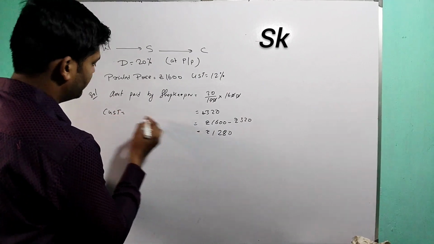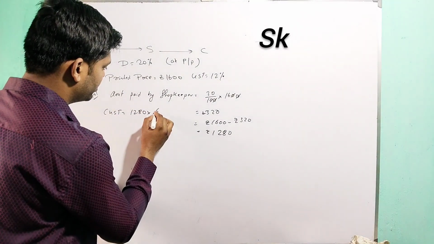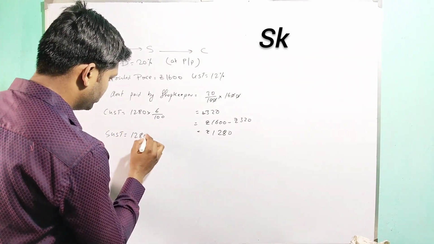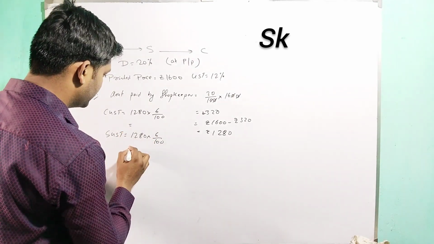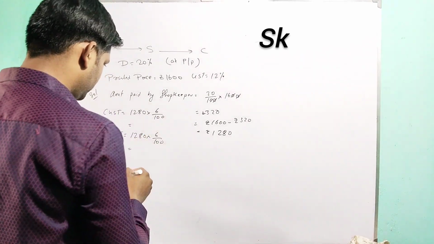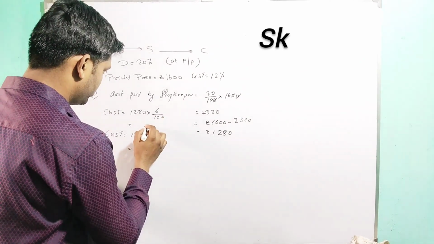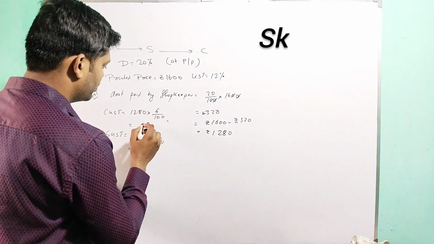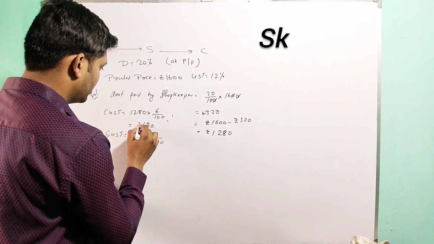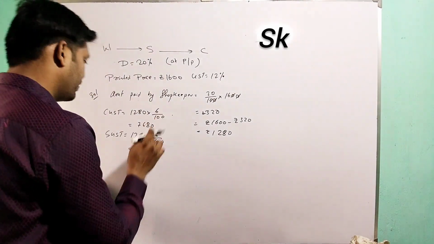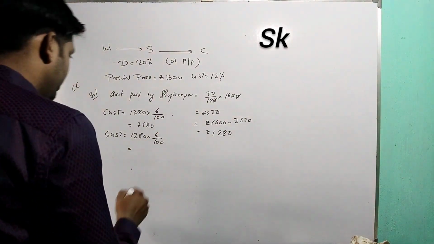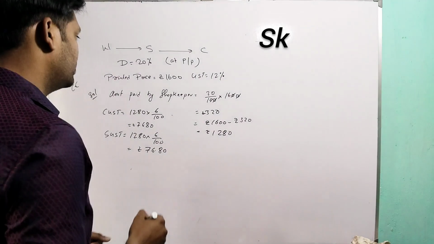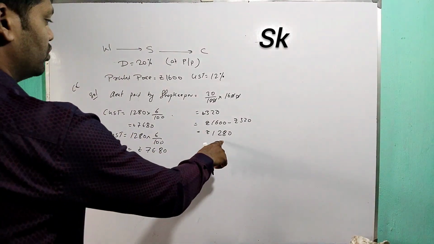CGST is equal to 1280 into 6 by 100. SGST is equal to 1280 into 6 by 100. In both the cases the answer will be the same. So 6 times 48 is 288, and so on, giving 76.80. So here also, the same thing: rupees 76.80 is the tax which the shopkeeper has to pay over the goods which he has got.